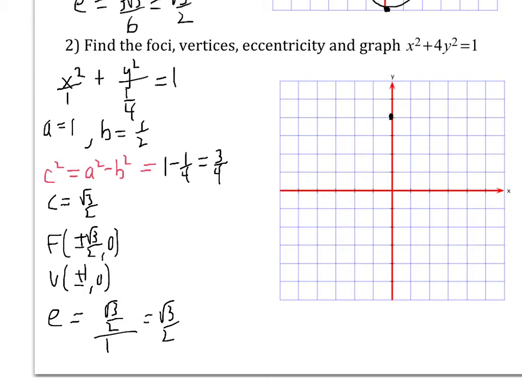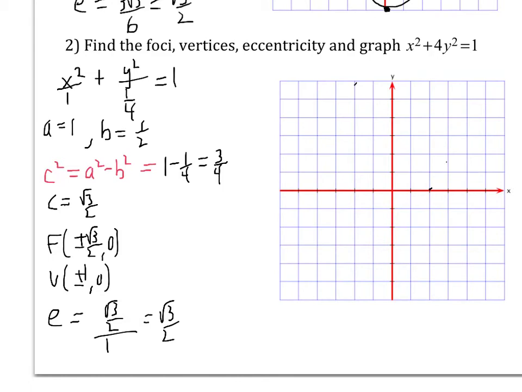So this will be 1. This will be 0, 1 up here, okay? This will be 0, negative 1, 1, 1, 2, 3, 4. Then 1/2 would be 2 of them. I got this backwards, don't I? Whoops. Try it again. Since the major axis is the x-axis, let's try it one more time.